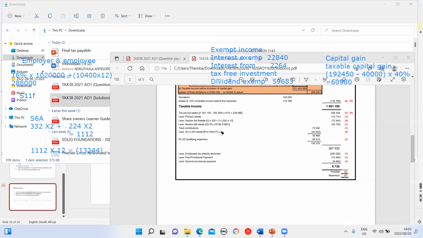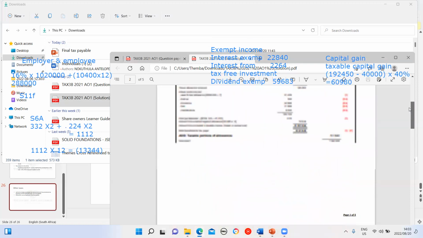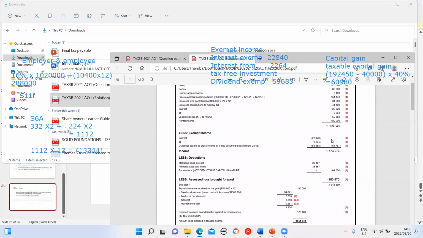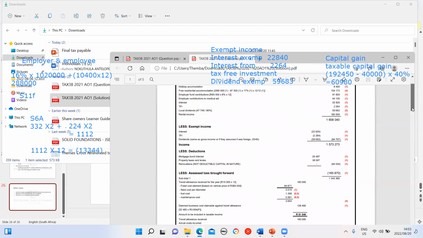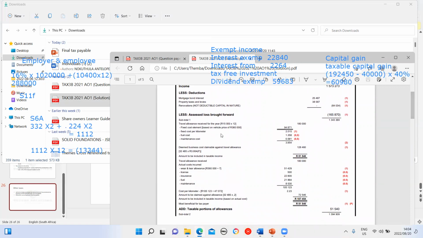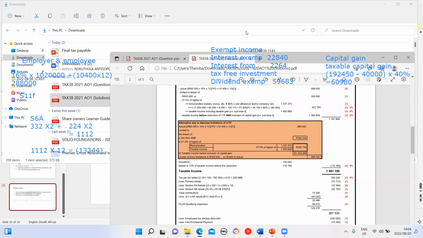But I've come to the end of the session. And if there are any questions, you can ask me now. Any questions? Remember, I didn't do the taxable income part because my data got deleted somehow. And here's the assessed loss after deductions. Any questions?